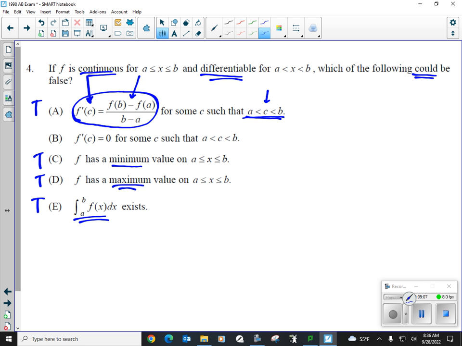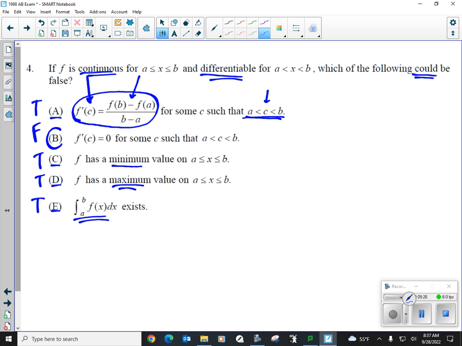The only one that could be false. All of those have to be true. There's not a chance that A, C, D, or E is false. Let me say that again. There is no way that A, C, D, or E can be false. There's not even a chance. There is a chance for this to be false.